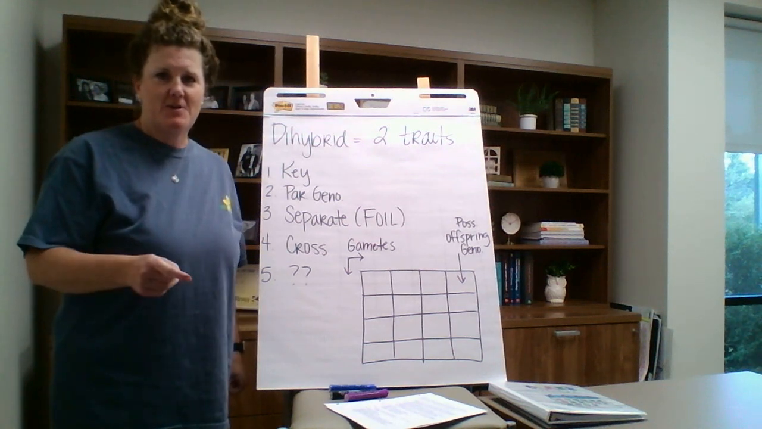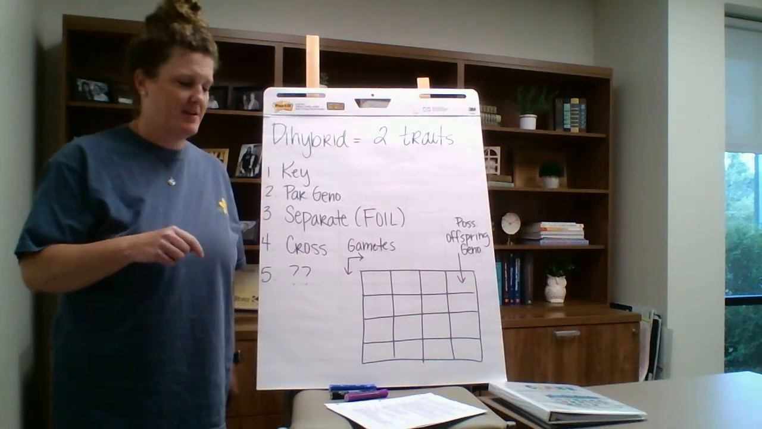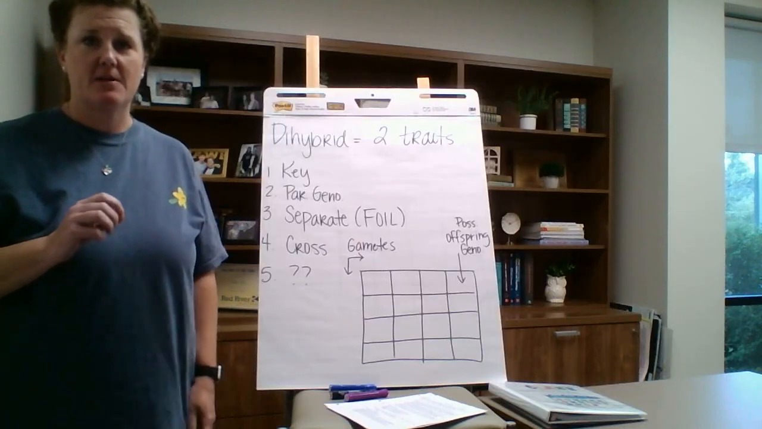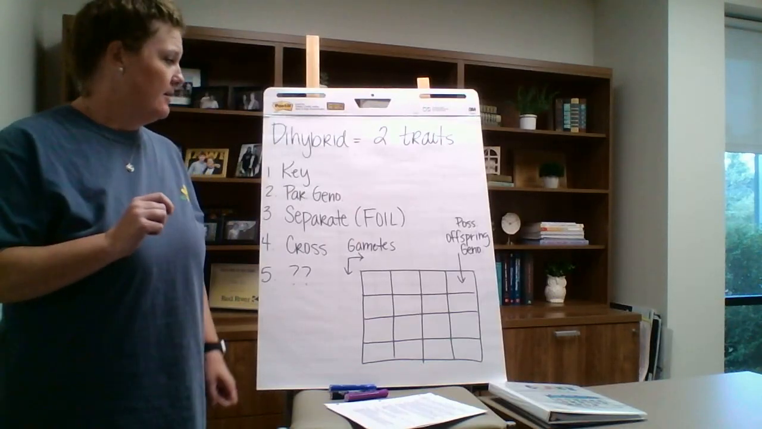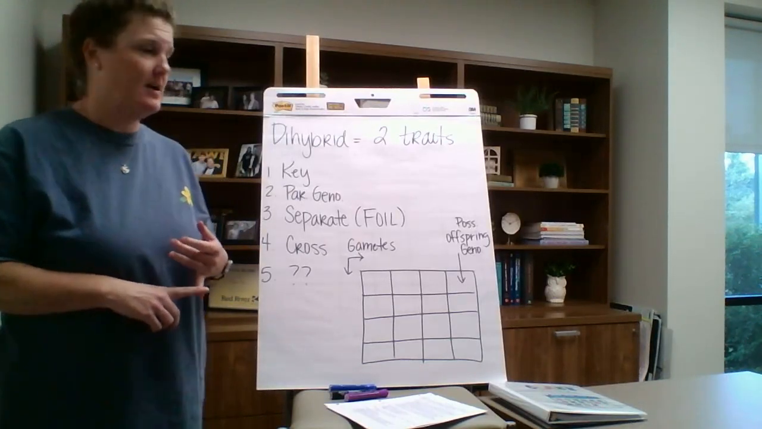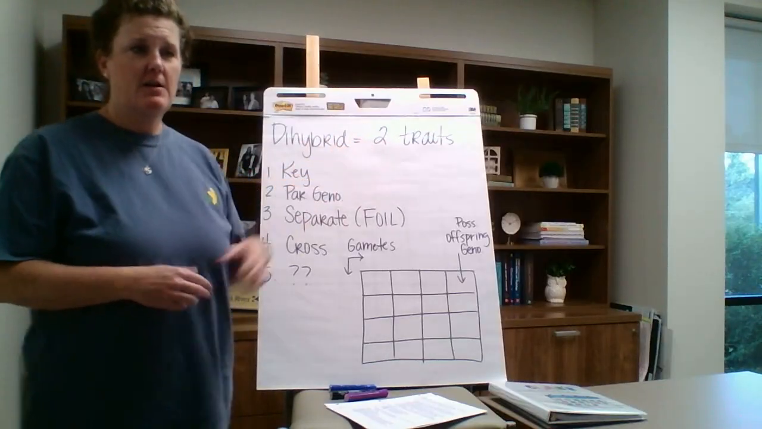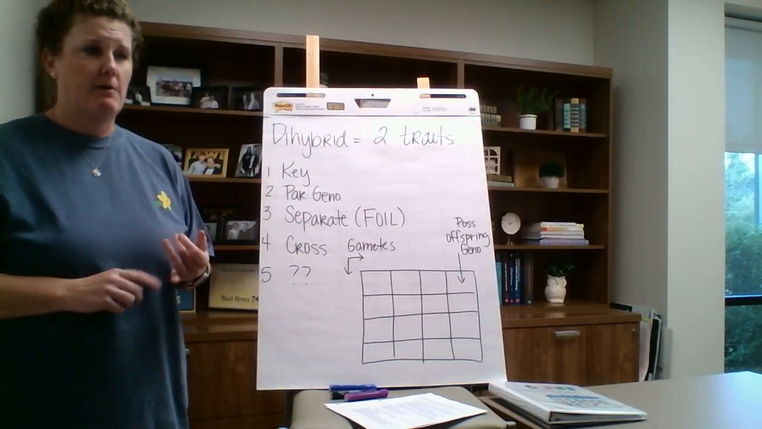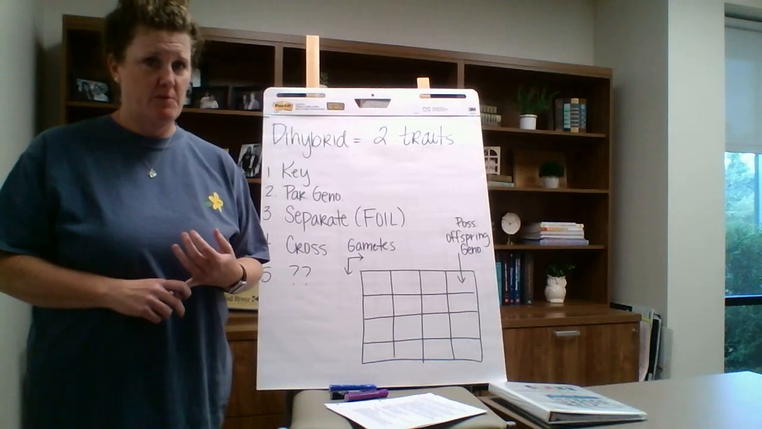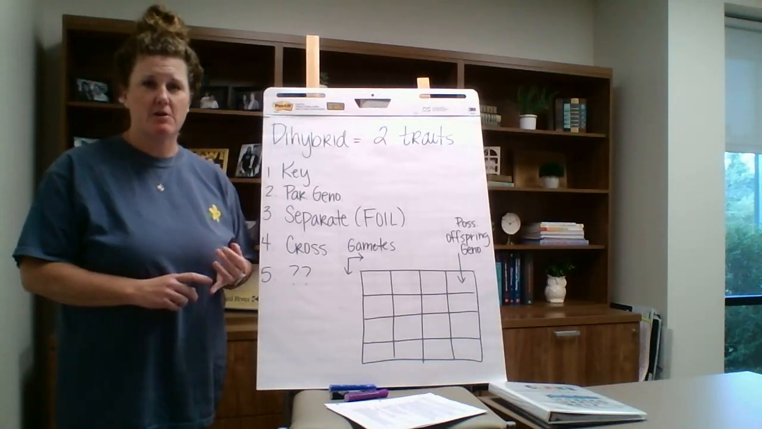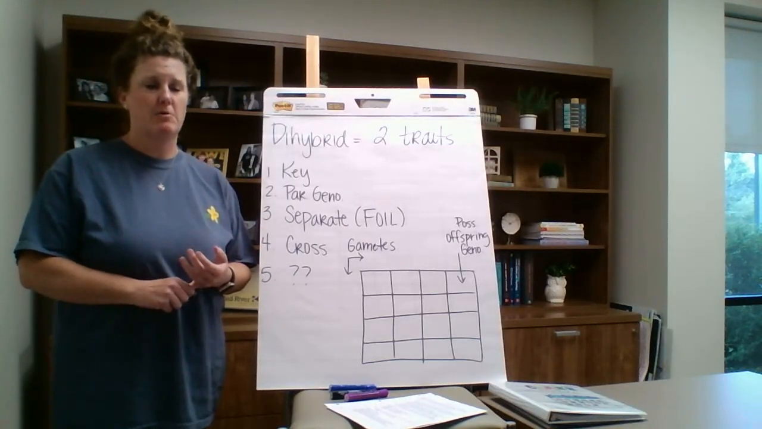Alright guys, so this next lesson is going to cover 3 different types of genetics problems. We're going to look at dihybrid, which is looking at 2 traits at the same time. And we're going to look at something that you have not done before in biology. We're going to look at what I just call the other problems.